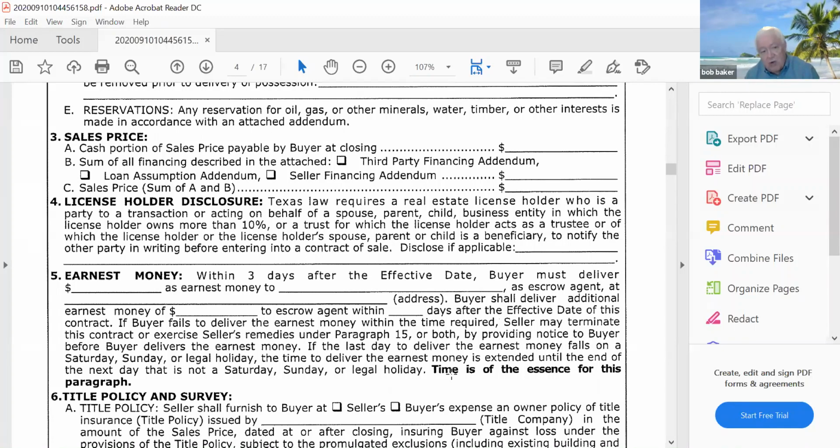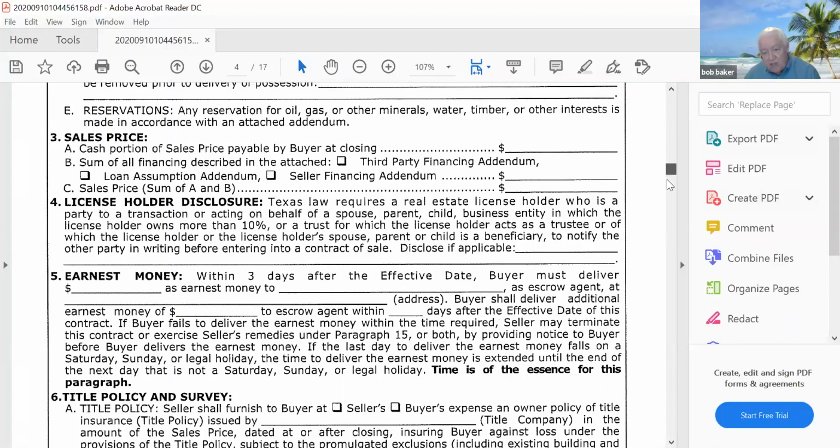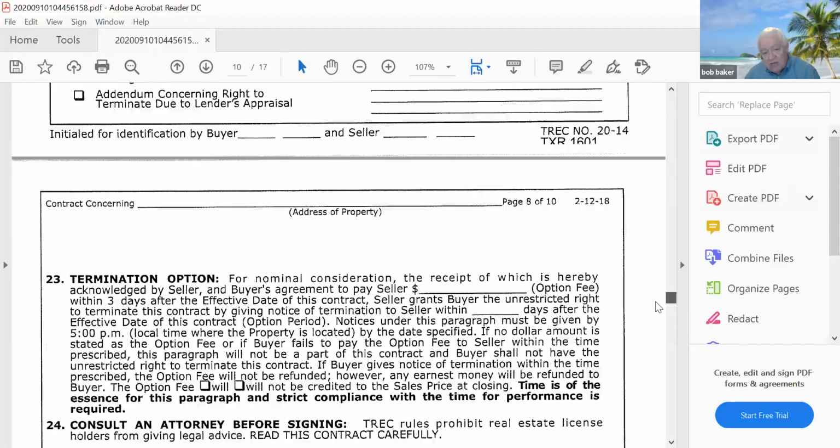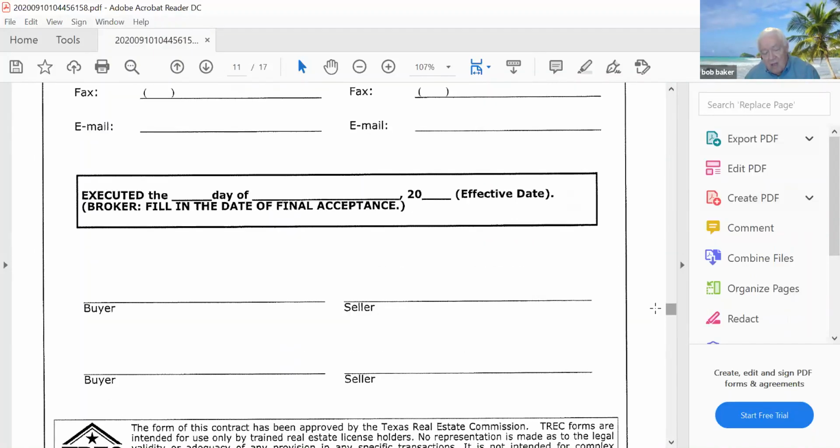Now, I do want you to recognize something that I never was able to get changed. When you notice on page 8, it has a phrase in there that gives me great grief and shouldn't be there. When you look down at the signature block, executed the blank day of effective date, and it says broker, fill in the date of final acceptance. Do me a favor, don't call me or Mike Brody 10 o'clock Saturday night.